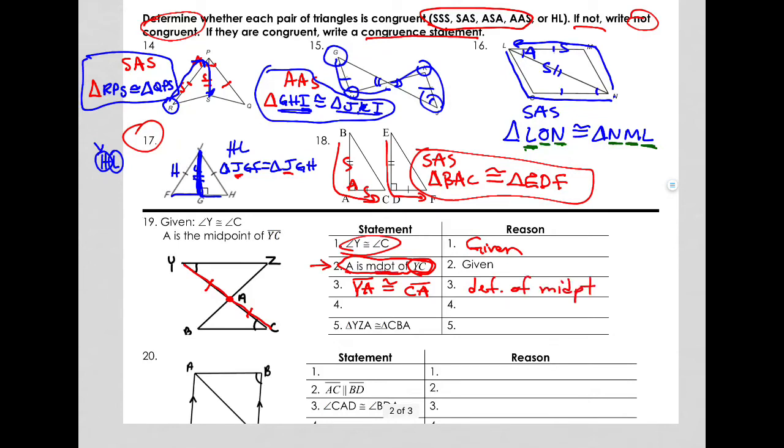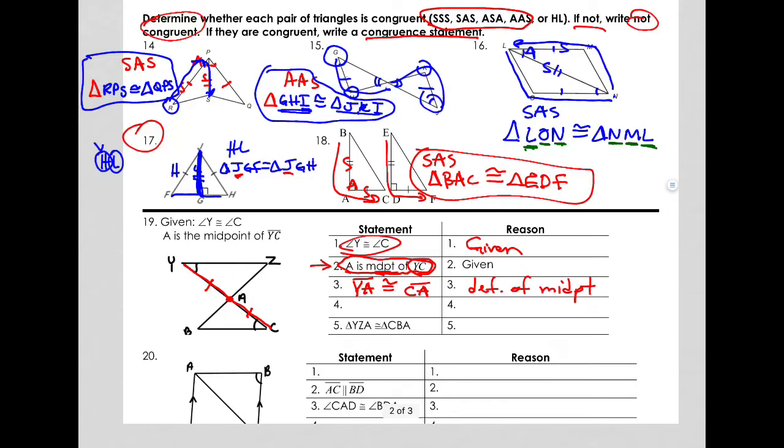So they gave us it was a midpoint, so we're probably going to use definition of a midpoint somewhere. Not definition of bisector. I don't see that in the proof anywhere. They didn't tell us there was a bisector. Not definition of perpendicular. There wasn't any perpendicular given. Make sure it makes sense. Alright, so now I have that marked.